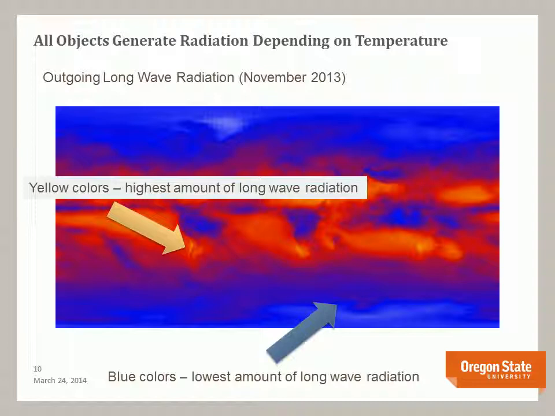These areas constitute desert areas, which are warm and therefore radiate more long-wave radiation. The darker blue areas at higher latitudes have lower temperatures or heavy cloud cover that prevents long-wave radiation from escaping to the top of the atmosphere.